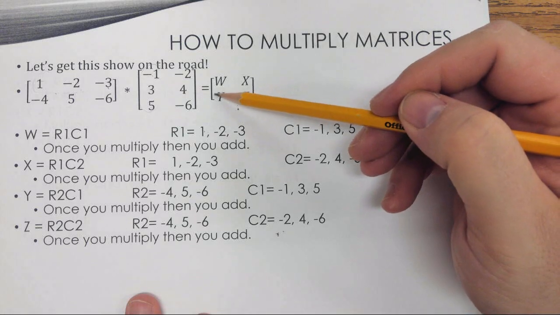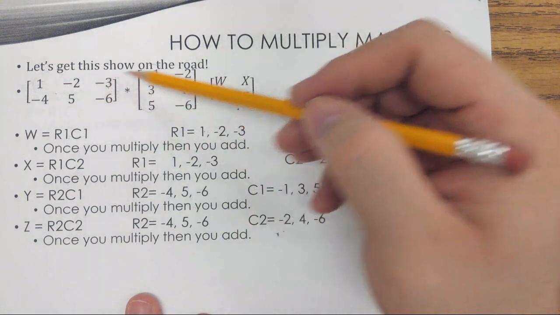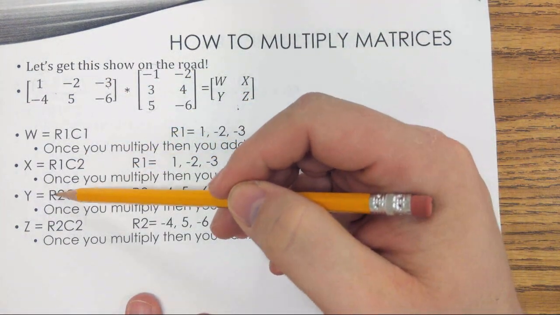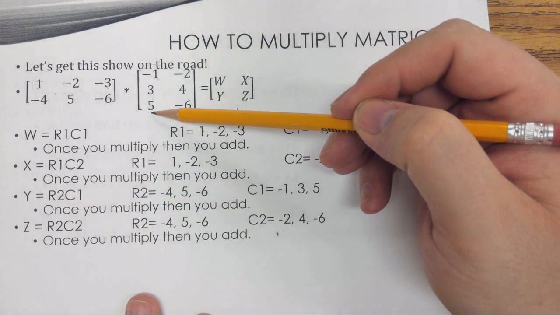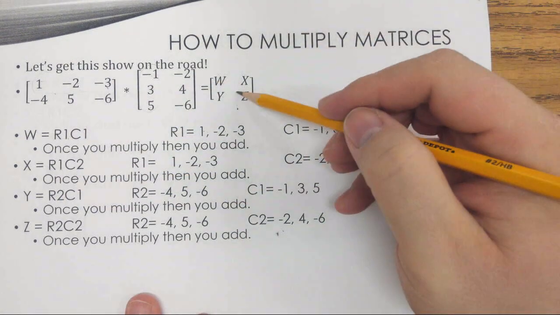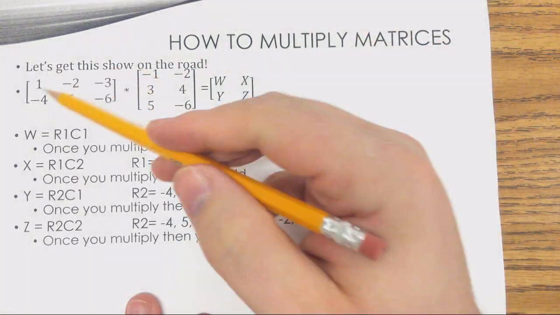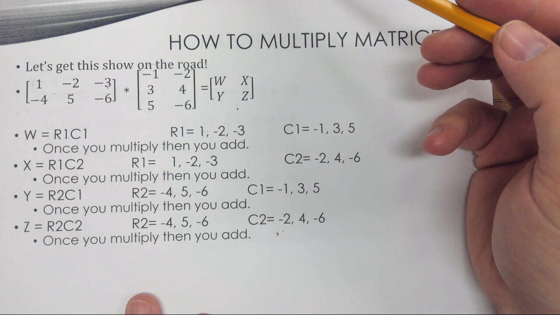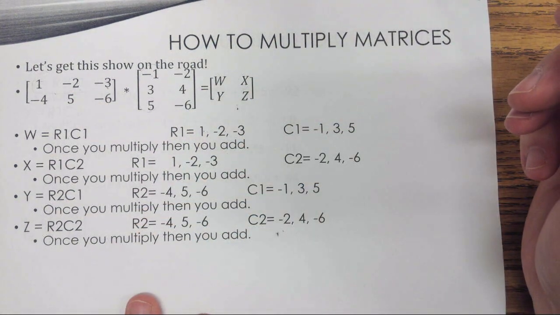Alright, well, to get this one, I've used row 1 with the 2 columns. Now I'm going to go to row 2, and I'm going to multiply row 2 by column 1 and then add them together. To get the final element of my matrix, I'm going to take row 2 again and multiply it by column 2. When I multiply them together, then I add them together.